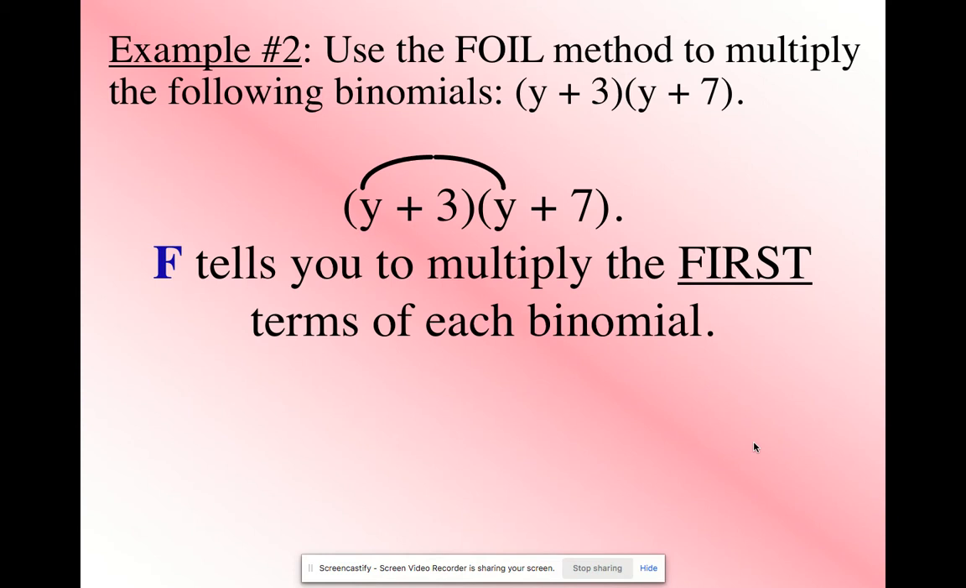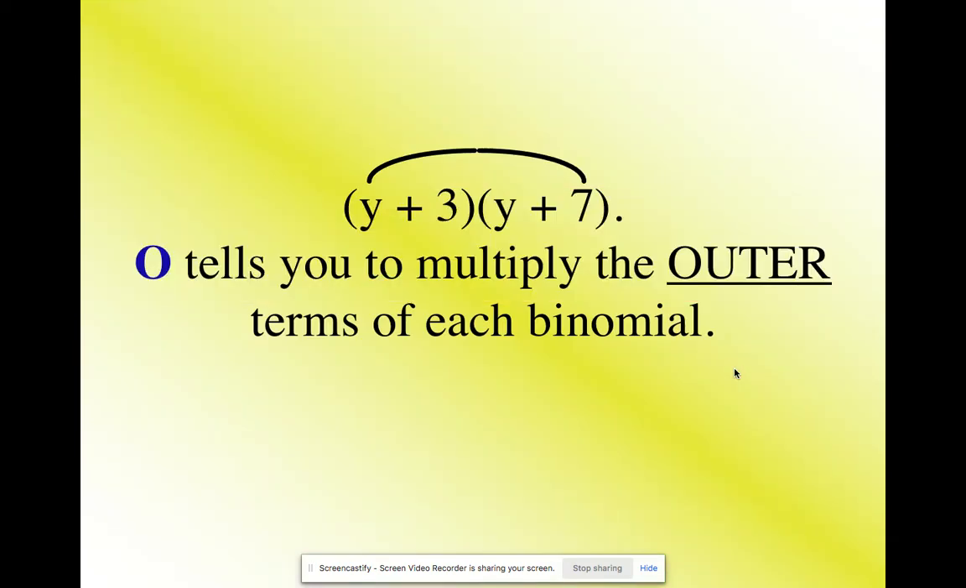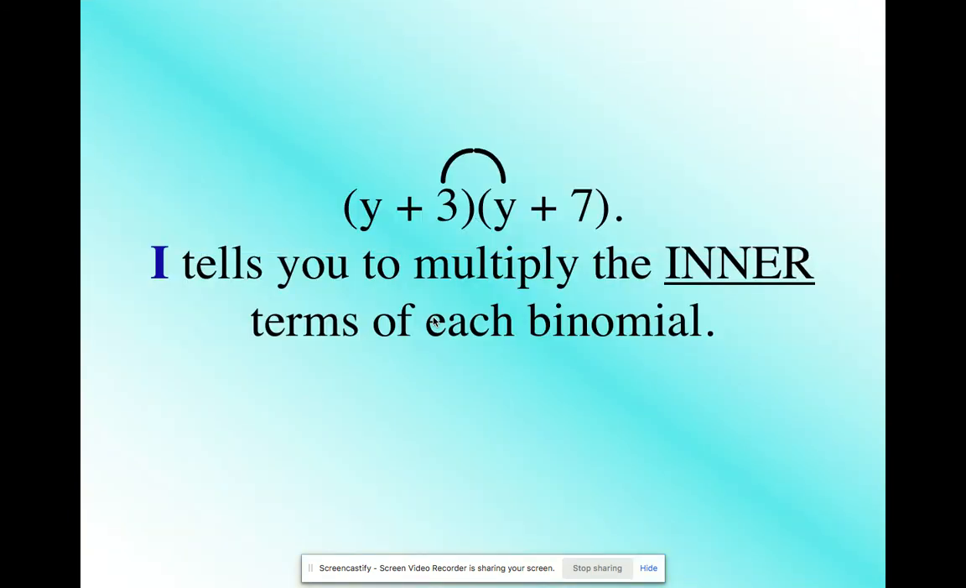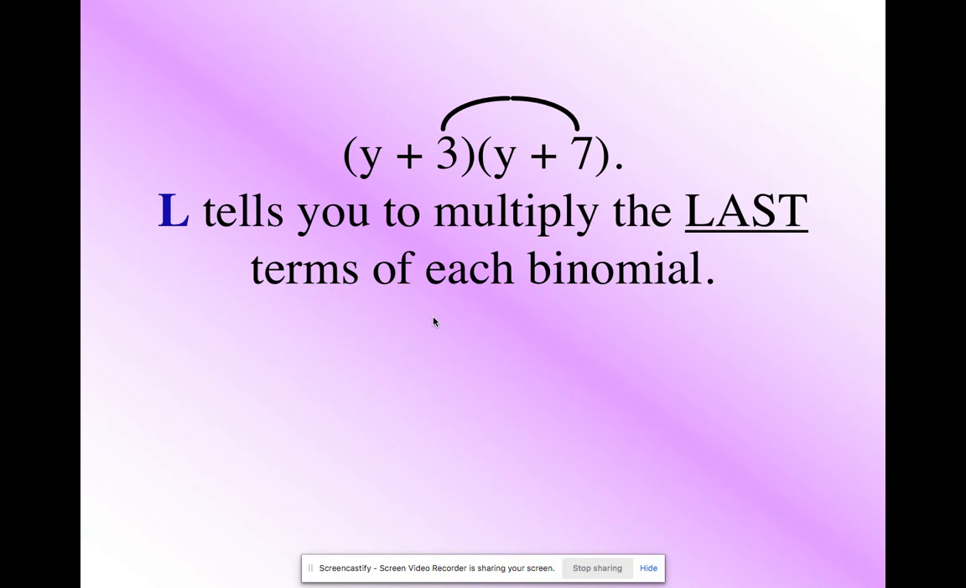So we have y plus 3 times y plus 7. You do F first, so you multiply y times y, because those are the first terms, and you have y squared. Then O, outer: you multiply the two outer pieces, y and 7, to get 7y. Then I, inner: 3 times y gives you 3y. And last is 3 times 7, so now you're at 21.